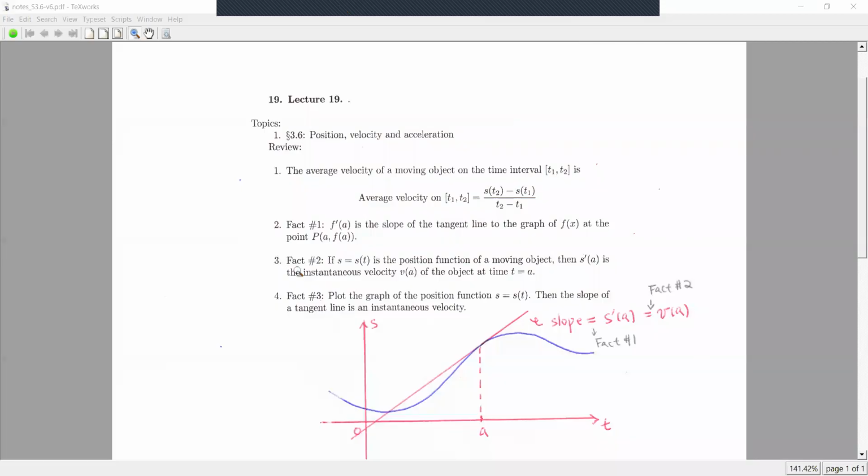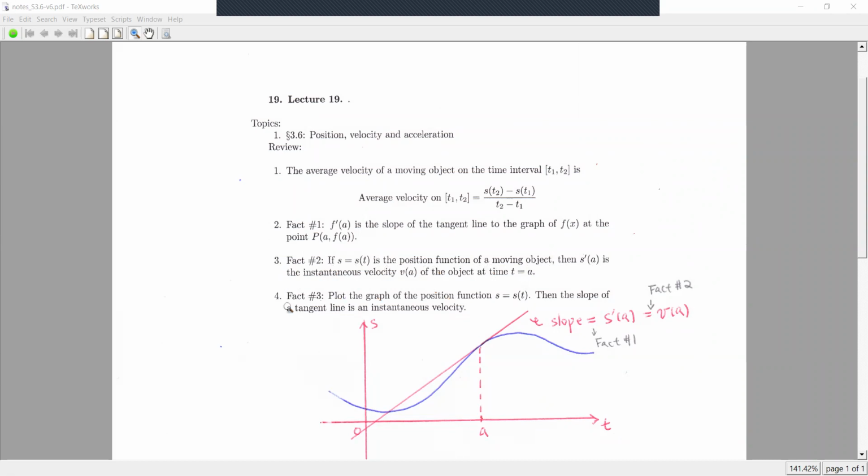Review number 3. Fact number 2. If s of t is the position function of a moving object, then the derivative of the position function at A is the instantaneous velocity of the object at the time A.